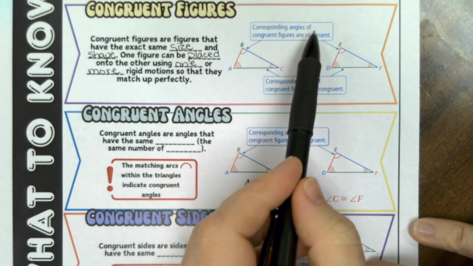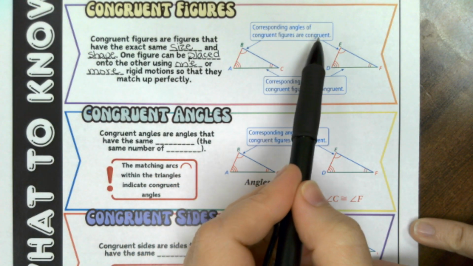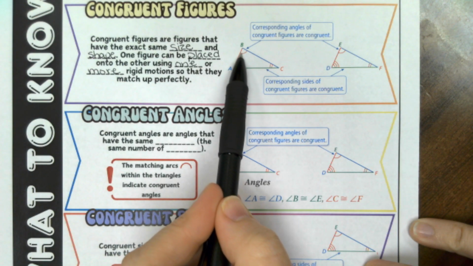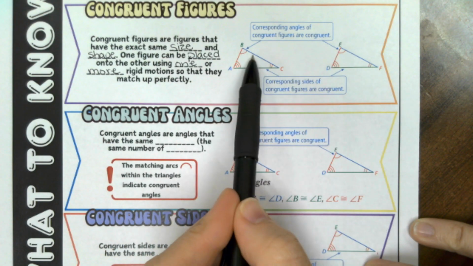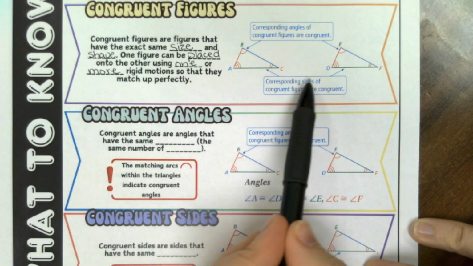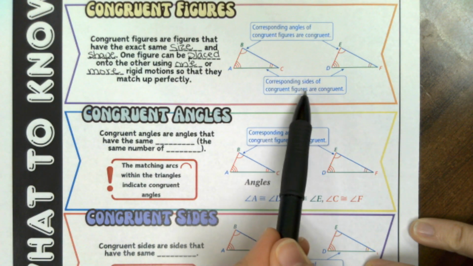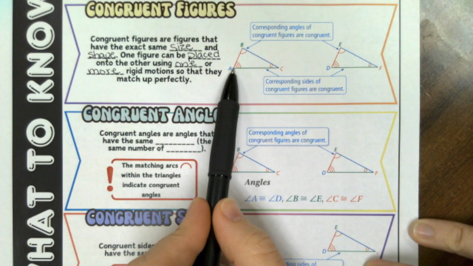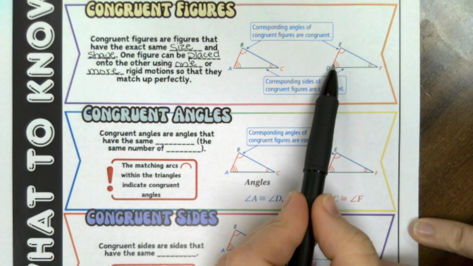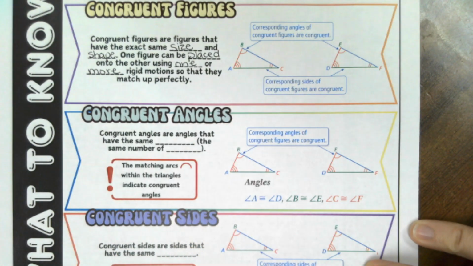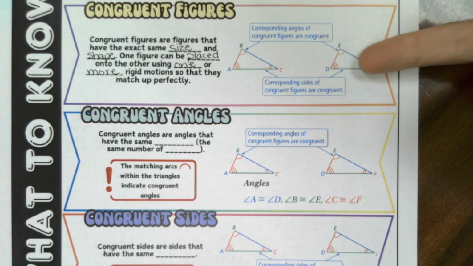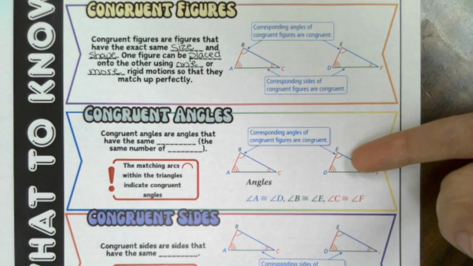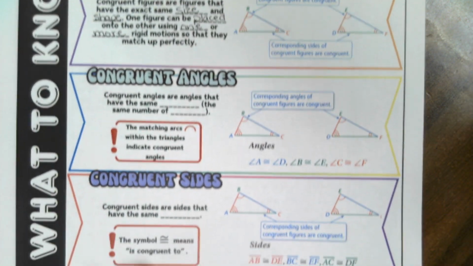So it says corresponding angles of congruent figures are congruent. So if you see these little arcs, which we'll talk about in a minute, that tells you that these are congruent angles, and corresponding sides of congruent figures are congruent. So that means if this side and this side have the same angle shapes, that means those sides are also going to be congruent. And if you remember, congruent means equal. So when we're talking about congruent figures, it means equal figures, equal angles, equal sides.